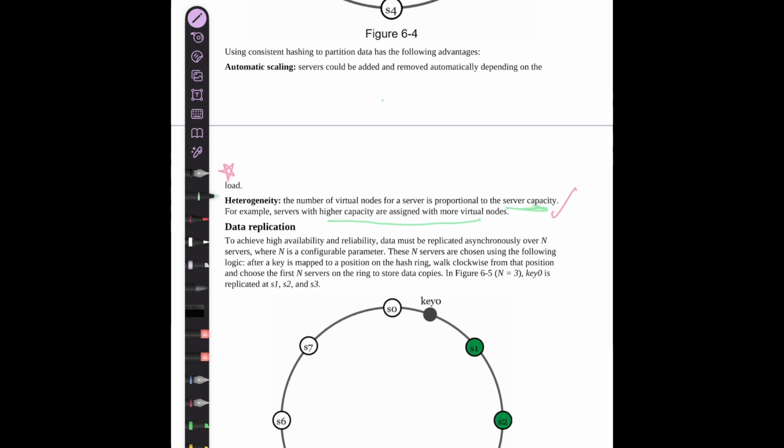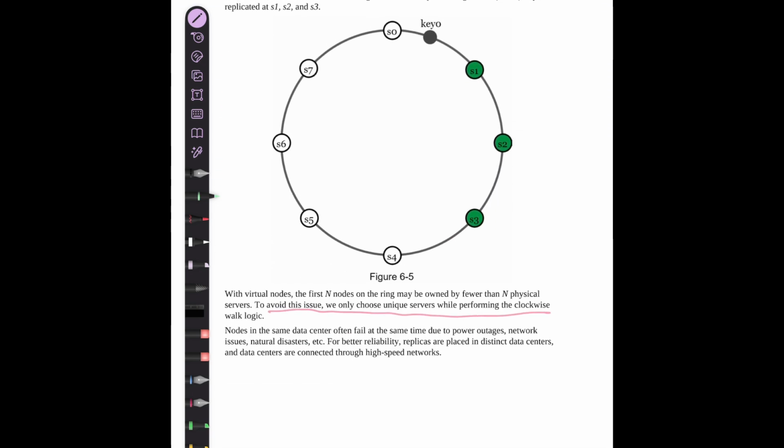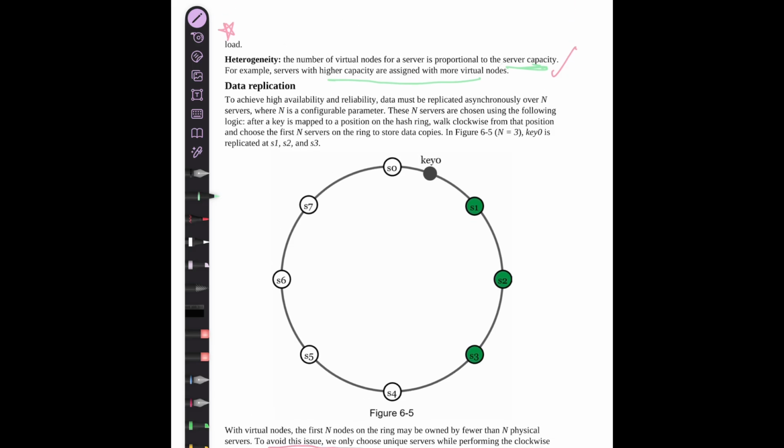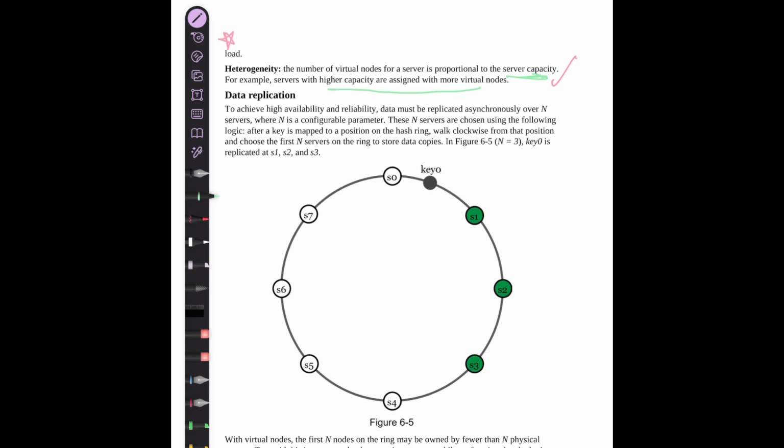Okay? So what is the next component? Next component is data replication. In order to achieve high reliability, your data should not just be stored on one server, because what if that particular server goes down? You won't be able to query that server. So what you make sure is that your data is replicated over n servers.